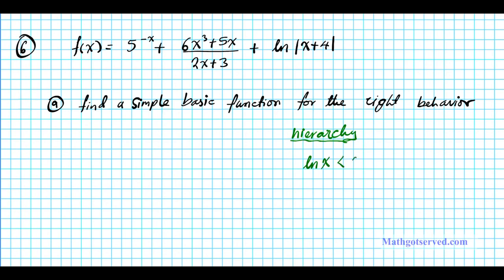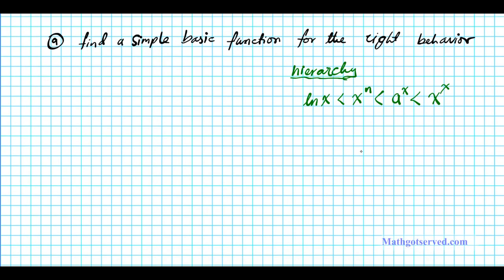Next, we have the polynomial function x to the n, and then after that we have the exponential function a to the x, and then the fastest growing function, of course, is x to the x. All right. So as you tend towards infinity, this grows the fastest, followed by this, followed by that, followed by this. All right. Okay.